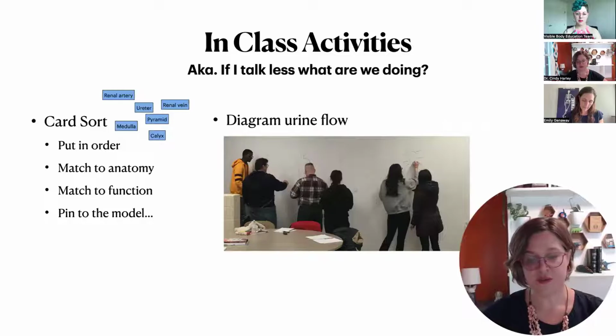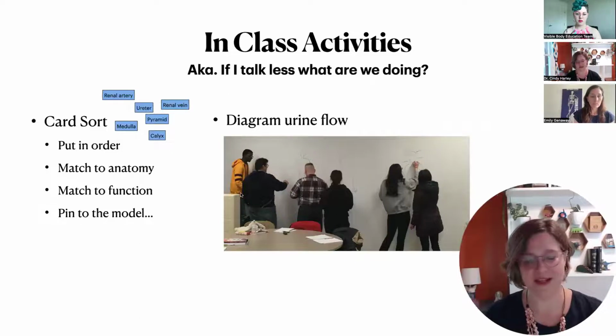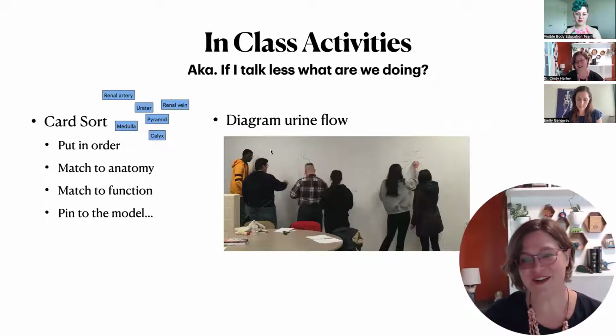You have them do it in groups. They're going to be explaining it to each other. And you can tell them, hey, it's open Visible Body. So instead of open book, it's open Visible Body. Now you can use this and figure out where things are. You could match the cards with anatomy, match them to function, pin it to the model. You can get creative here and just have some fun with it.